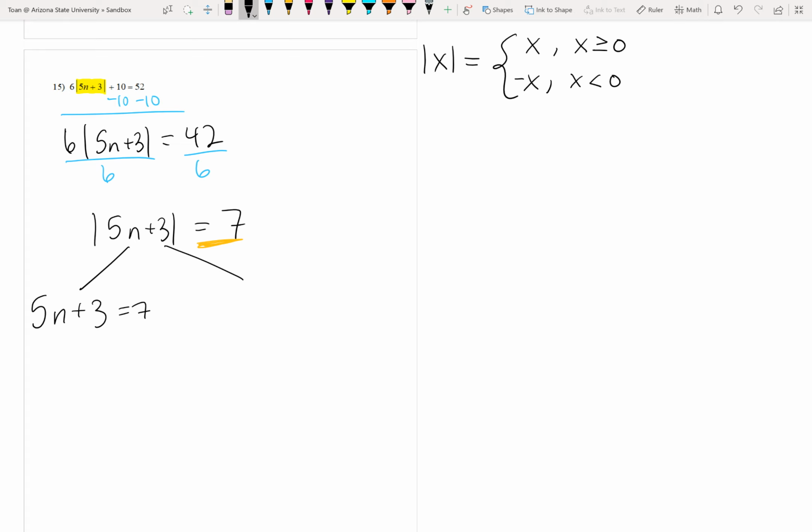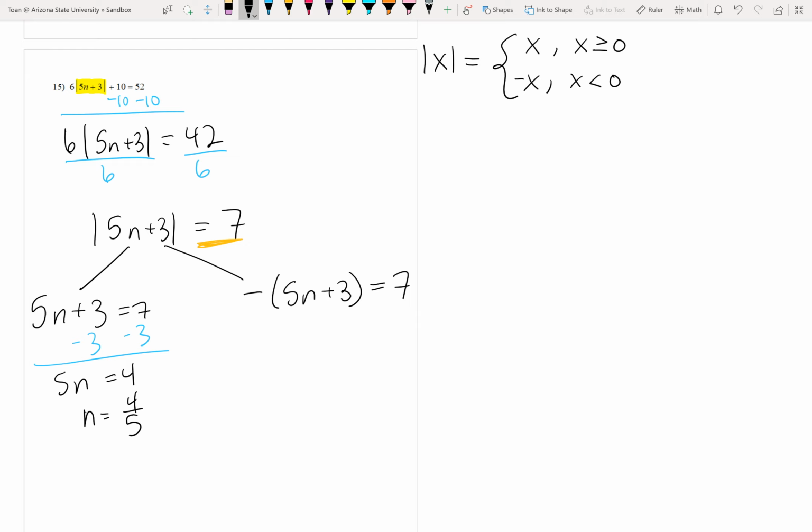Or it is possible it'll give me the exact opposite thing out, and to do the opposite you just wrap it in parentheses and stick a negative in front, which also equals 7. So now we have to solve these two linear equations. So let's solve the left equation. I'm going to minus 3 to both sides. 5n equals 4, and then divide out by 5, n equals 4/5.